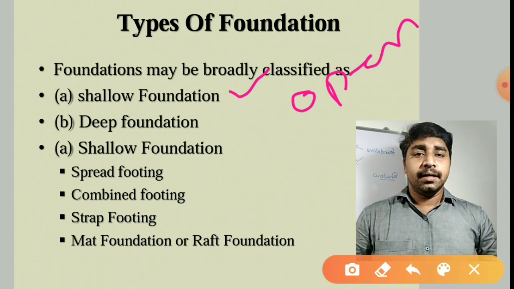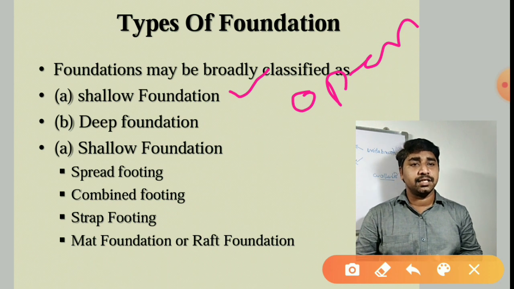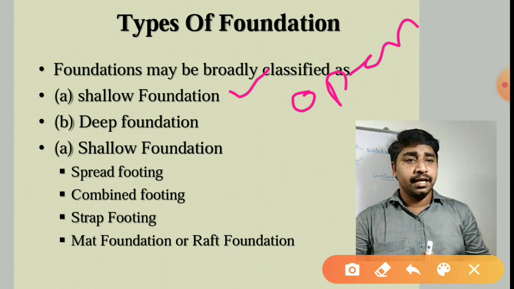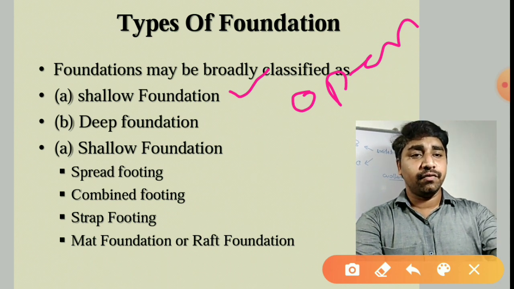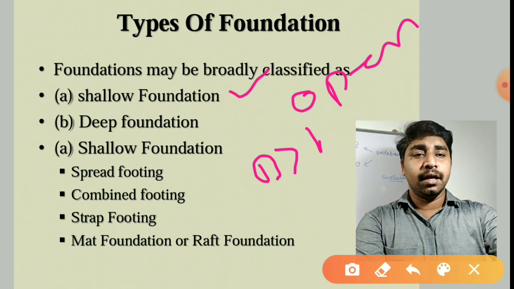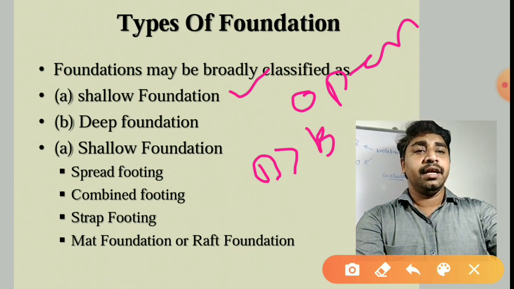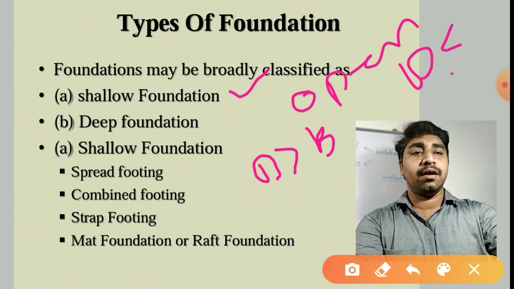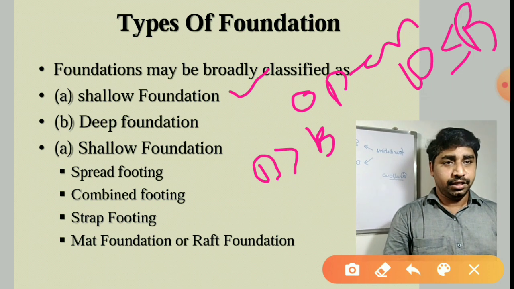Next, deep foundations. If the depth of the foundation is very large when compared to the width of the foundation, if D is more than B, then it is called a deep foundation. If depth is less than or equal to B, then it is referred to as a shallow foundation.